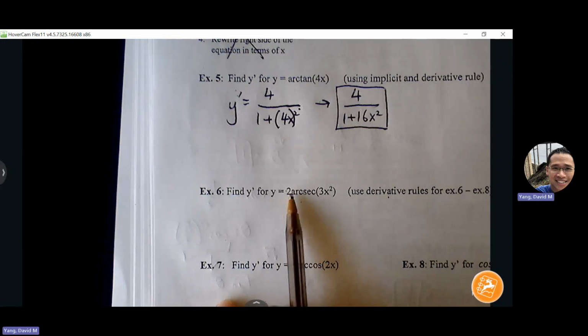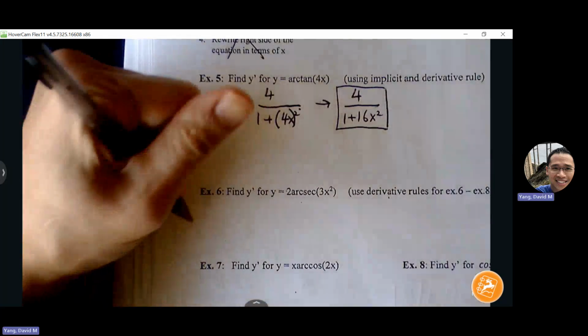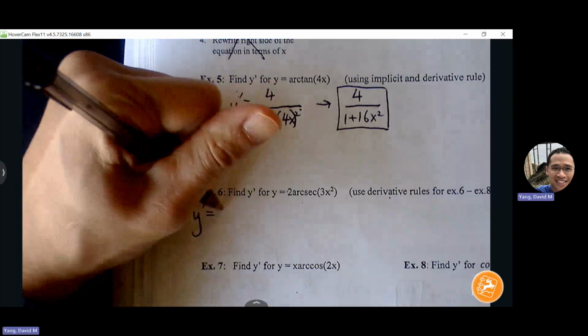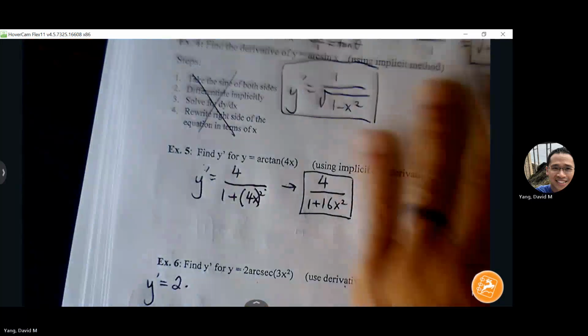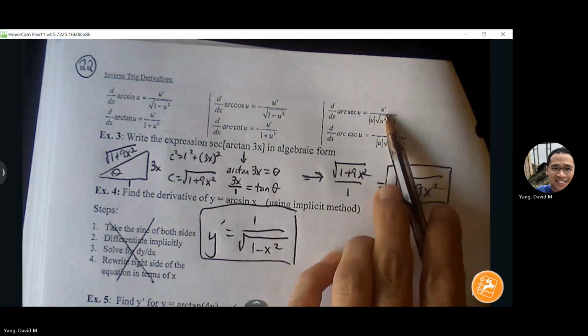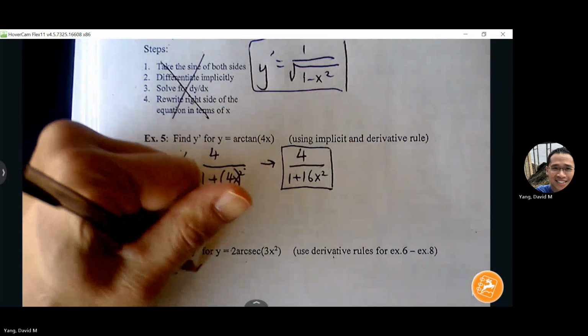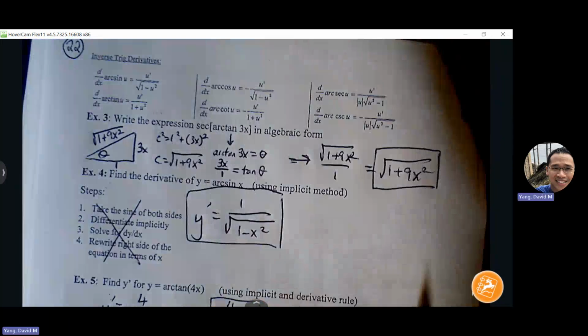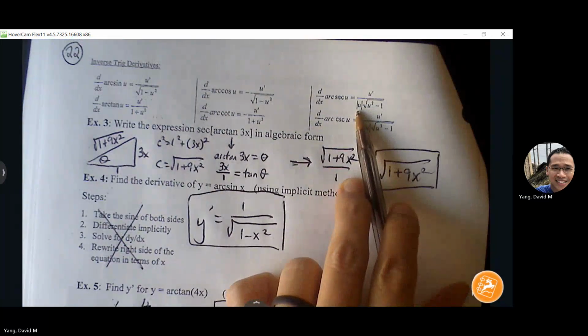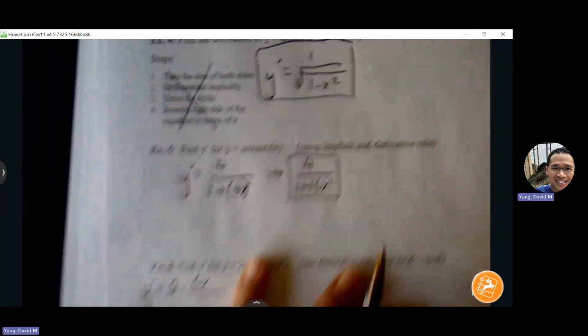Yeah, it's just a coefficient, right? It's just going to hang out in front. It's not going to go anywhere. Okay. All right. So y prime equals 2 times, yeah, 6x, right? U prime is 6x, divided by the absolute value of 3x squared.